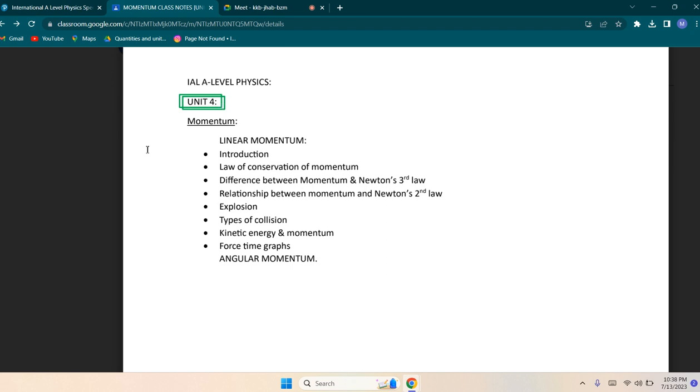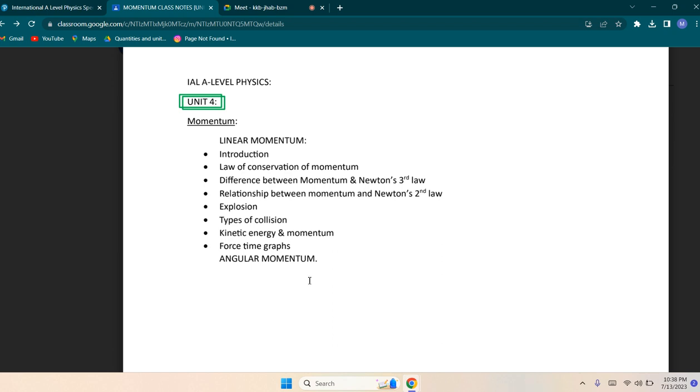If you understand the concepts for linear momentum, everything is the same for angular momentum, but just the calculations are different, right? So for angular momentum, we need to just be assured that we are very advanced in our calculations or very good in our maths. Other than that, all the concepts will be covered under the linear momentum concept. So this was the topic list for momentum.